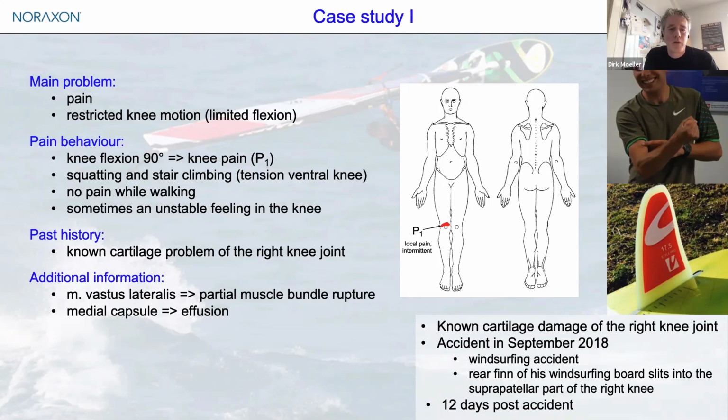Okay, as I mentioned before, past history, he has a known cartilage problem of the right knee. And additional information, he had a partial muscle bundle rupture of the right VMO that was MRI confirmed, and has a medial capsule effusion. Okay, that's the situation.